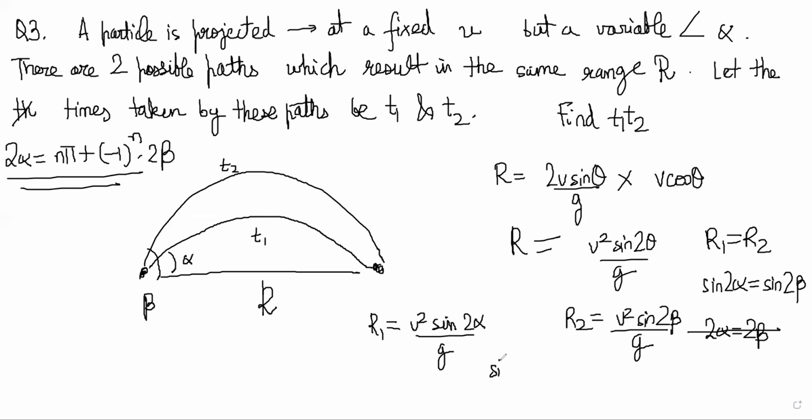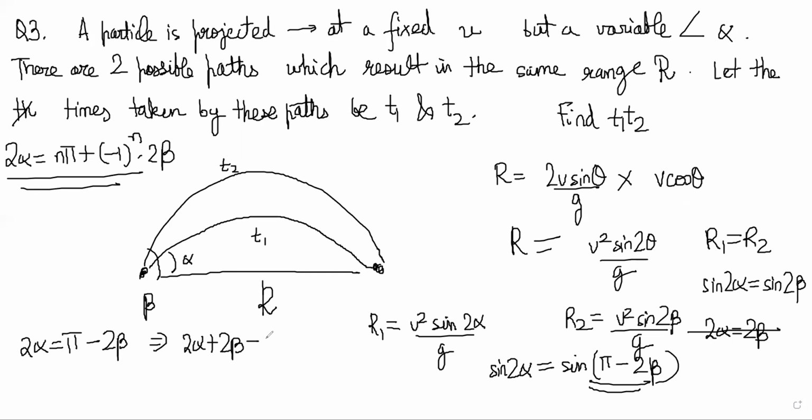What else could happen? Sine 2 alpha could be equal to sine of pi minus 2 beta, right? Because we know sine 180 minus theta is equal to sine theta. So you could have 2 alpha equal to pi minus 2 beta, which implies that 2 alpha plus 2 beta is equal to pi, or alpha plus beta is equal to pi by 2, right? So beta is equal to pi by 2 minus alpha. So these alpha and beta angles are complementary angles. As long as they add up to 90 degrees, they will result in two different paths whose range is the same. So once we have that, let's find out T1 and T2.